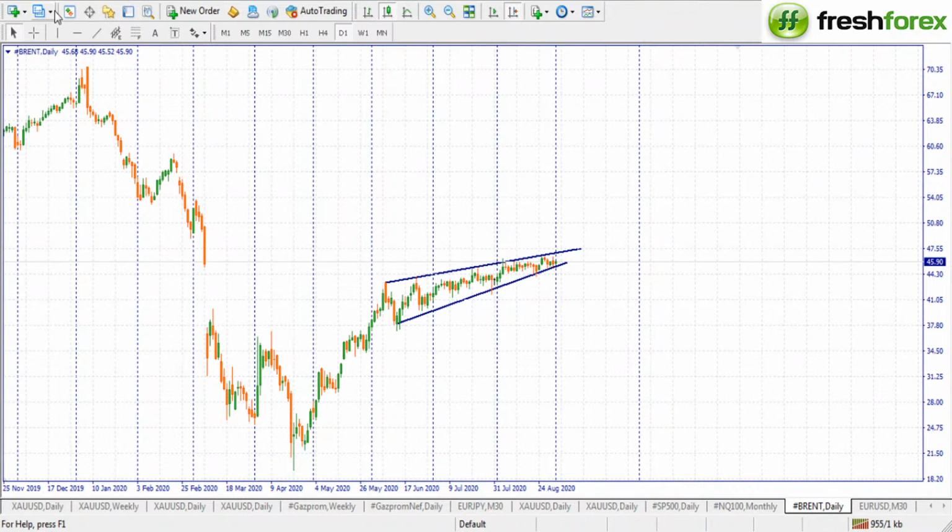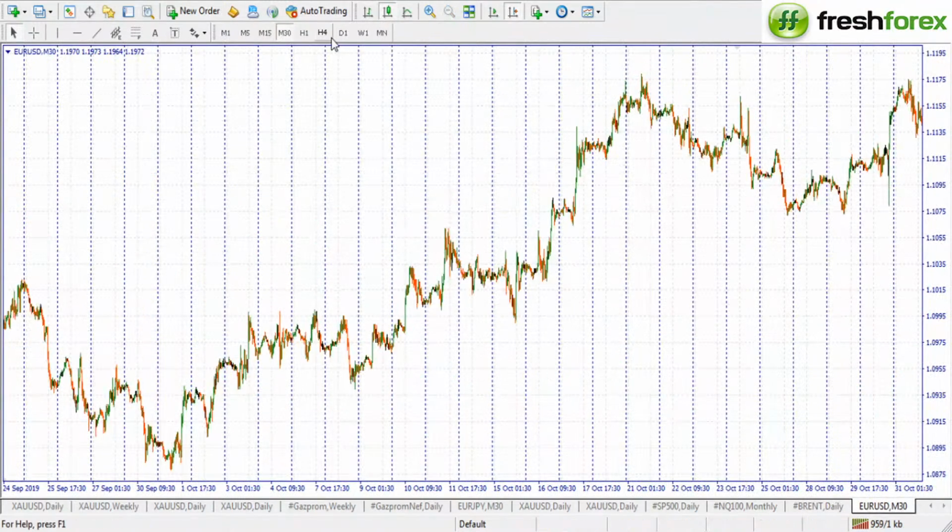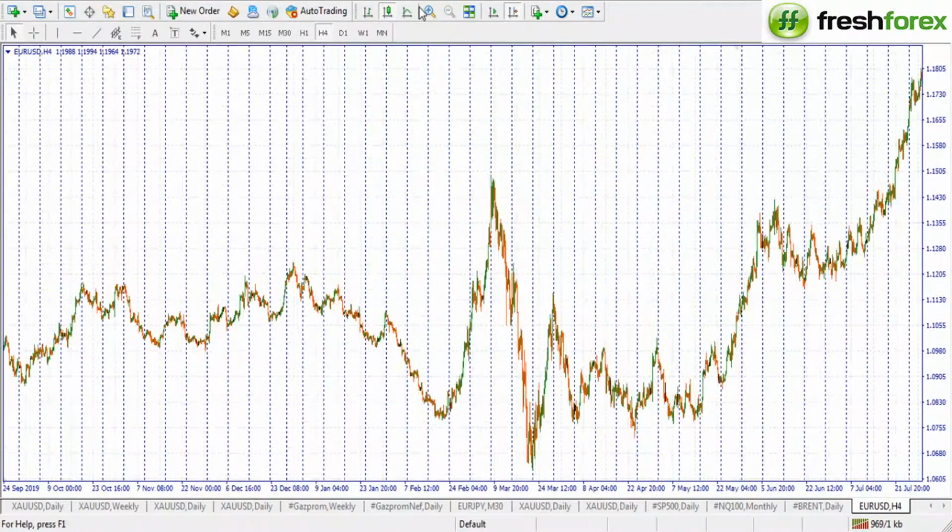We are consolidating. So we look at the next chart. We look at EUR/USD. We check it from the 4 hour time frame.